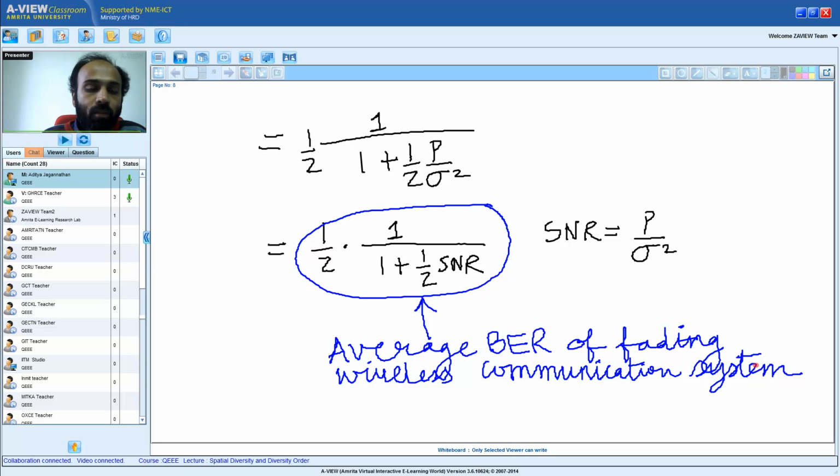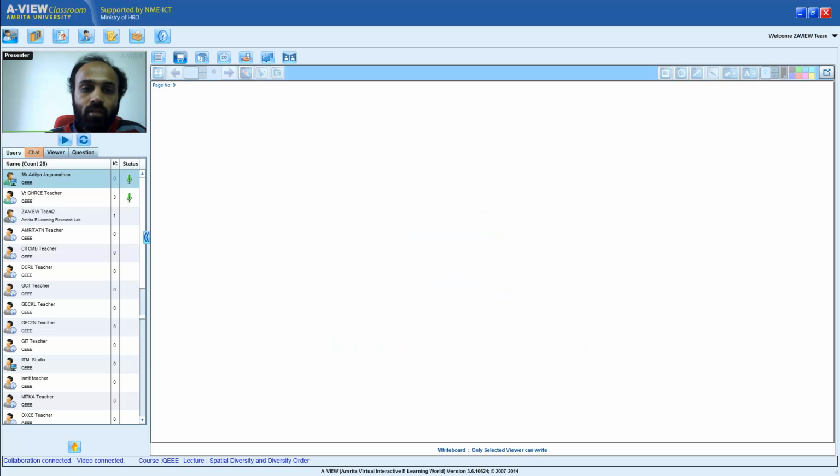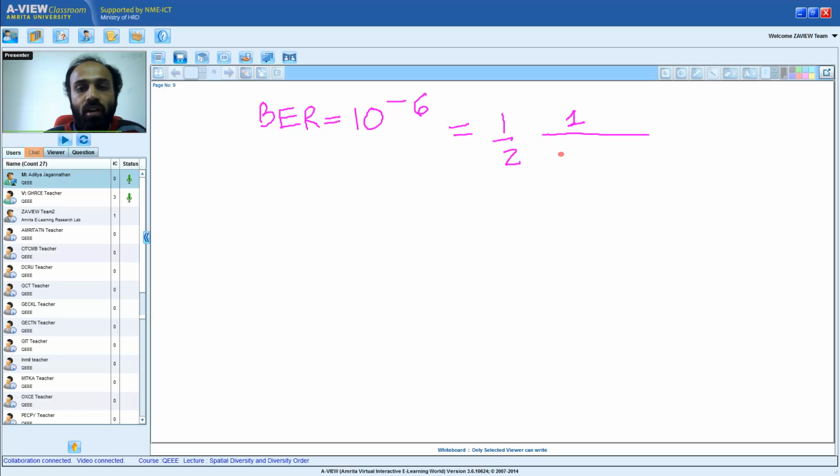We will go back again, similar to the AWGN scenario. Let us compute what is the SNR required for a bit error rate of 10 to the power of minus 6. So BER equals, so basically 10 to the power of minus 6 is equal to half into 1 divided by 1 plus half SNR.